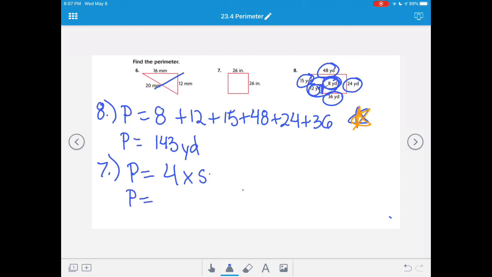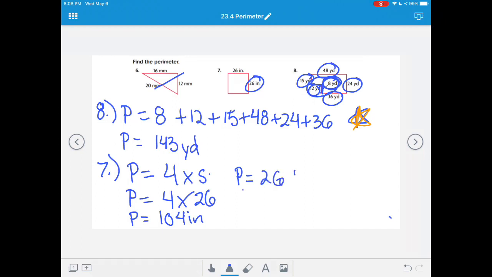So the side lengths of a square are all equal. So this formula could either be 26 plus 26 plus 26 plus 26, or I could just do 4 times one of the side lengths, 26, and that will give me the same answer. 4 times 26, I'll type that into my calculator, equals 104. So the perimeter for this square is 104 inches.